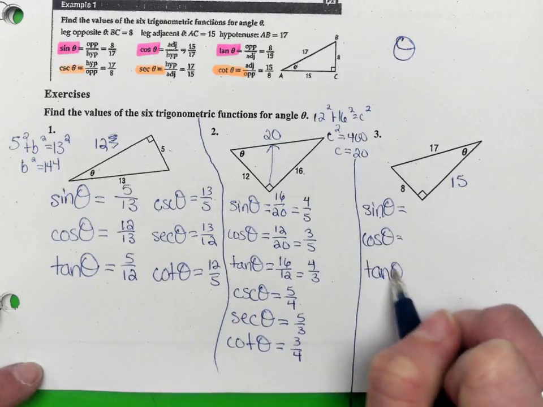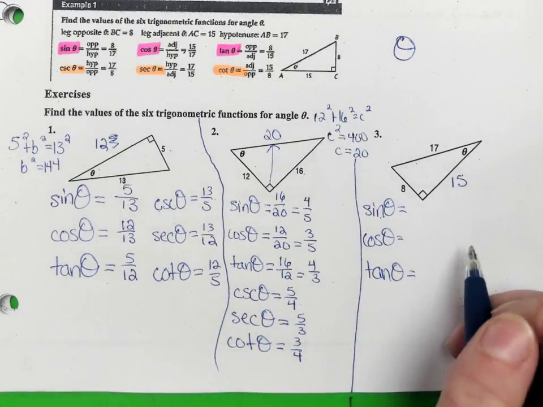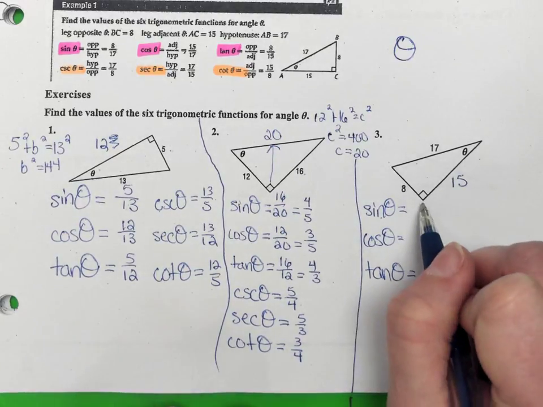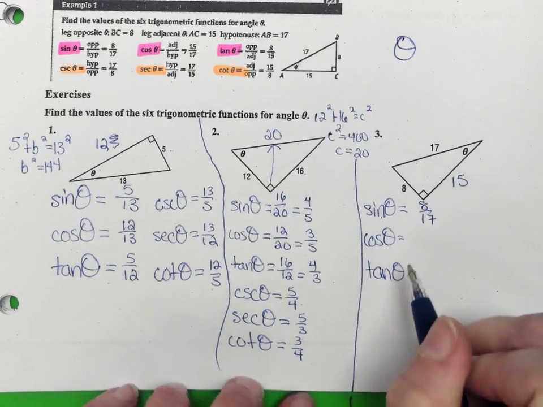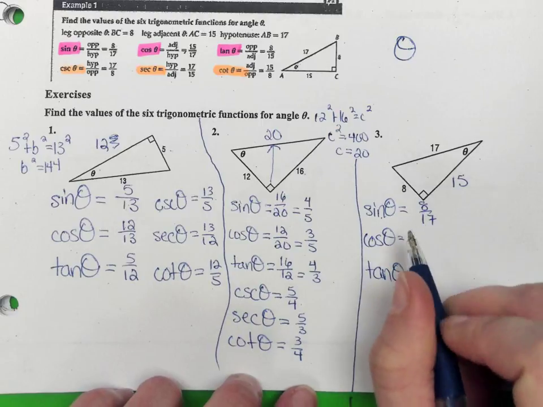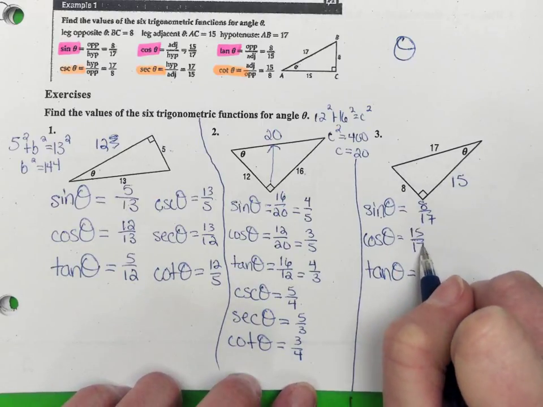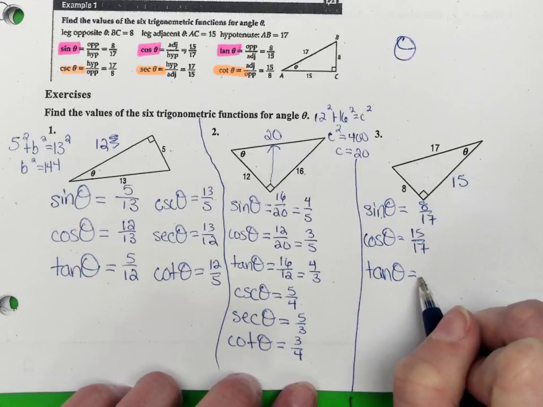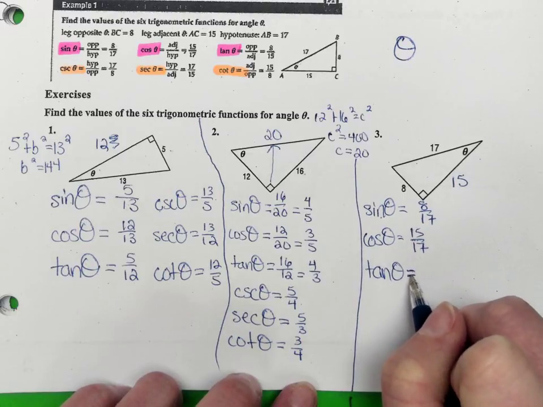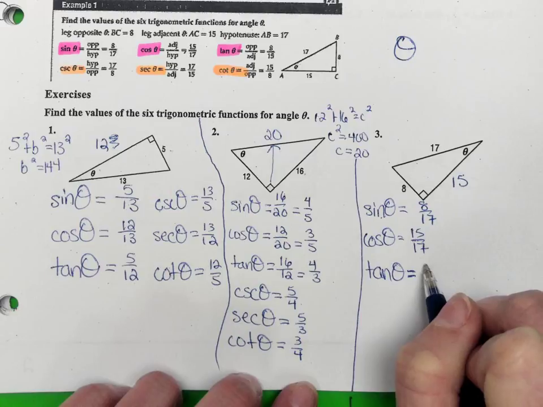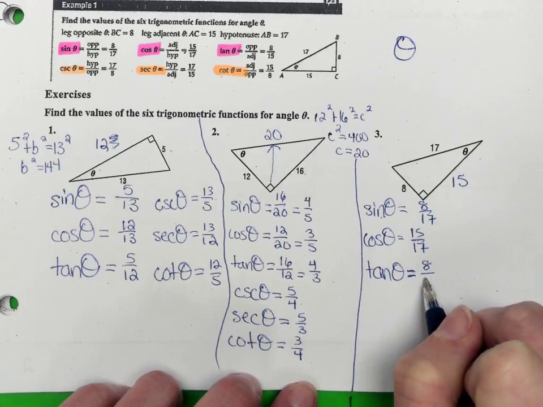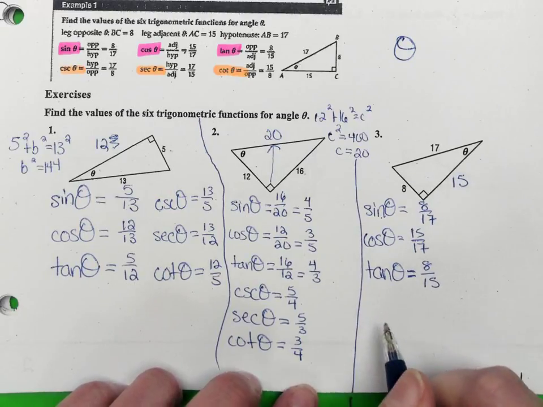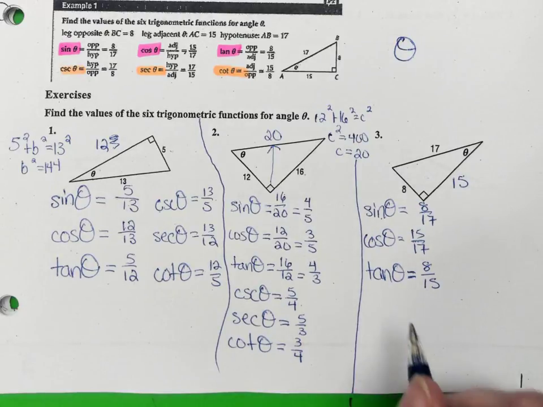All right, Josh, what did you get was the sine? 8 over 17. Brinkley, what did you get was the cosine? Perfect. Sydney, what would you get would be the tangent? Perfect. Okay, Madison, what's the opposite of sine?